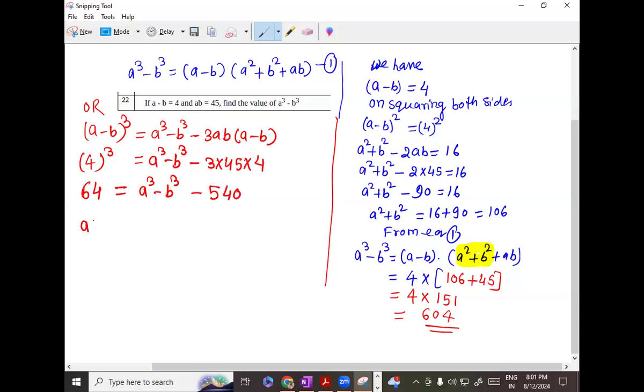Then what is the value of a cube minus b cube? Equals 64 plus 540. Correct. It is 604. Then you decide which one is easy for you. Okay. This question is done by two methods, no problems. Okay, it is enough.